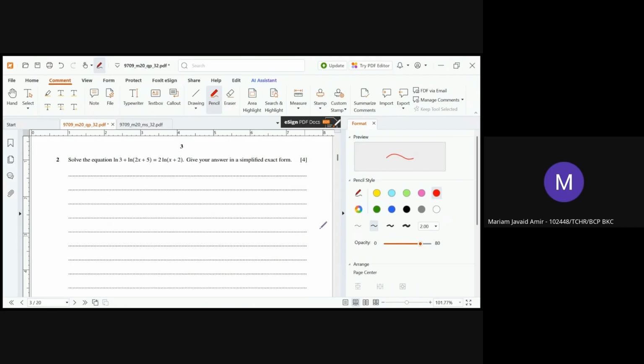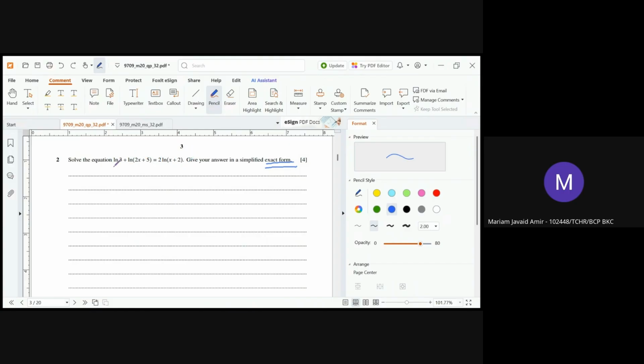Okay, let's move on to question number 2, which is a question on log. So solve the equation, give your answer in simplified exact form. Okay, so what we'll do, we will try to get rid of ln, but for that we need a single ln term here, a single ln term here, so that we can cancel ln on both sides.